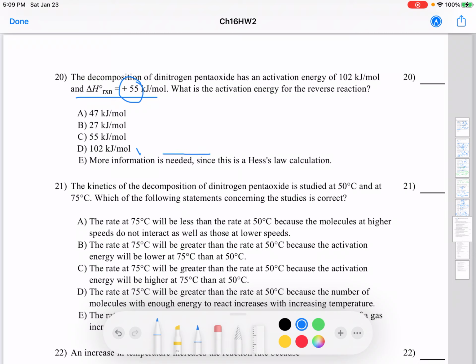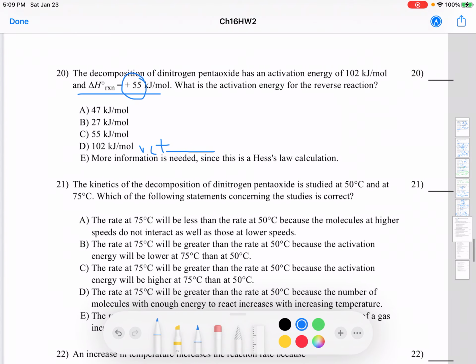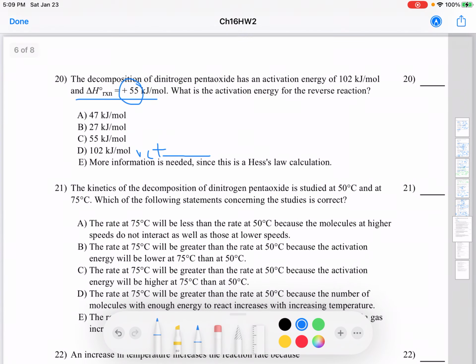Let's say this is your reactants. This is the reaction coordinate diagram. It goes to a higher value where it is the activation energy, and it comes down. If it is a positive enthalpy, it's going to be an endothermic reaction. The product's energy is going to be higher than the reactant energy. The activation energy is given to us as 102 kilojoules per mole. That is the activation energy for the forward reaction.